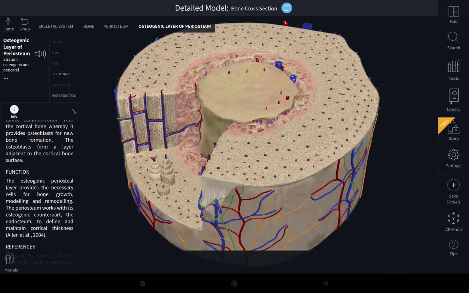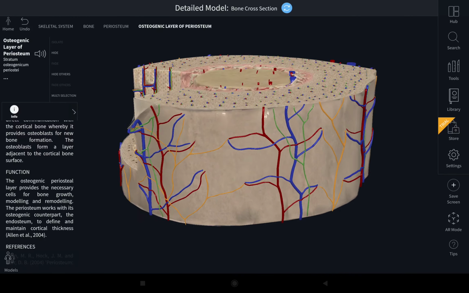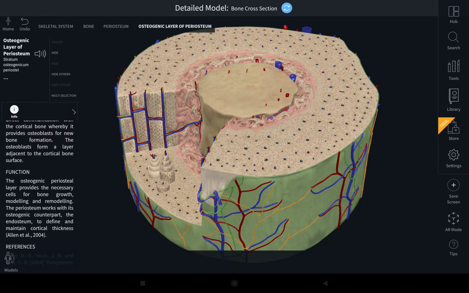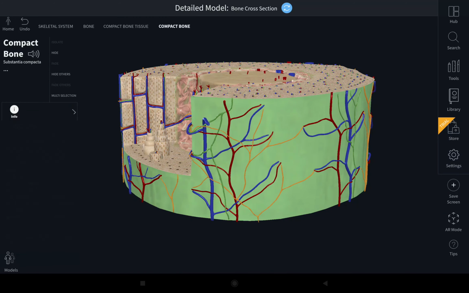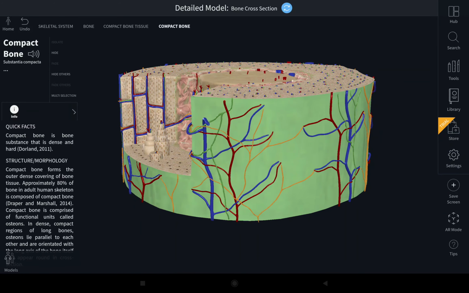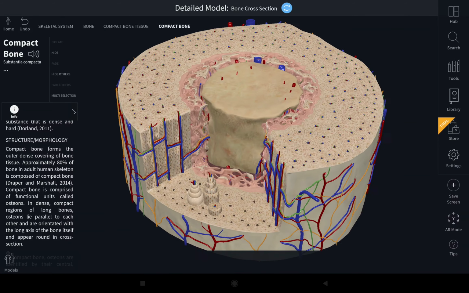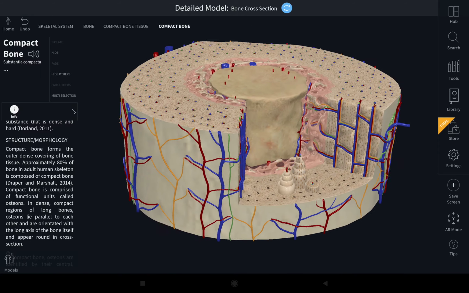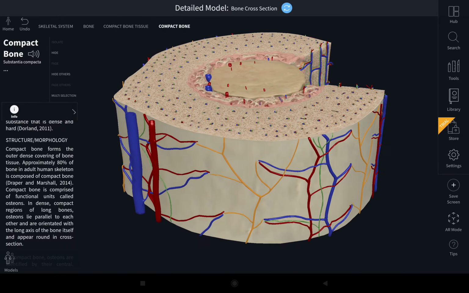Now we will remove the osteogenic layer of the periosteum. Now we see the compact bone. Compact bone is bone substance that is dense and hard. The compact bone forms the outer dense covering of bone tissue. Approximately 80% of bone in the adult human skeleton is composed of compact bone. Compact bone is comprised of functional units called osteons.